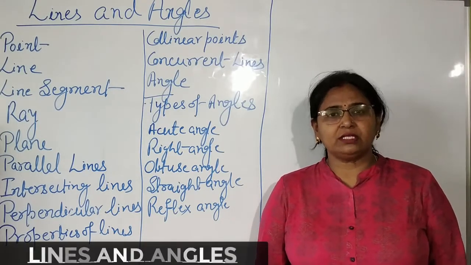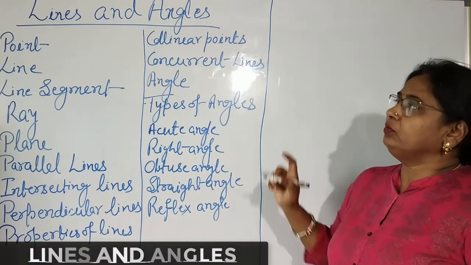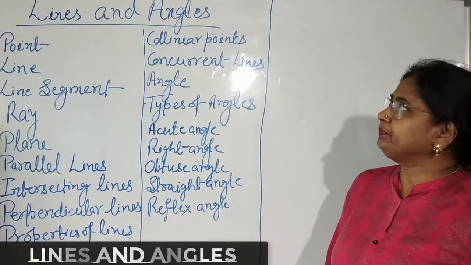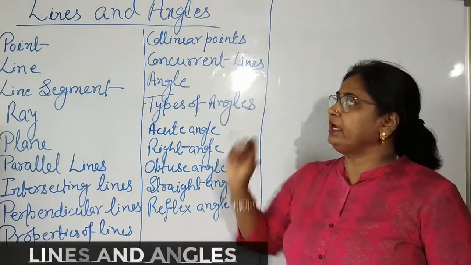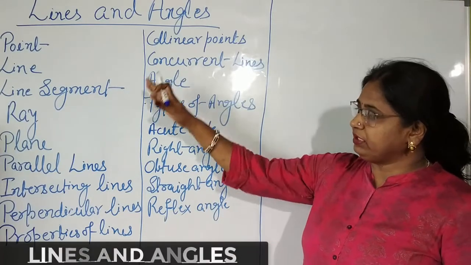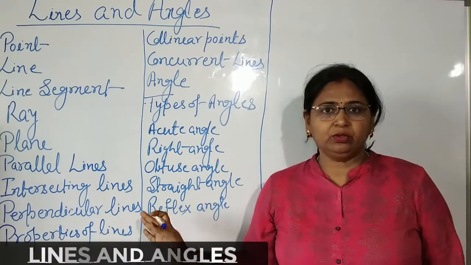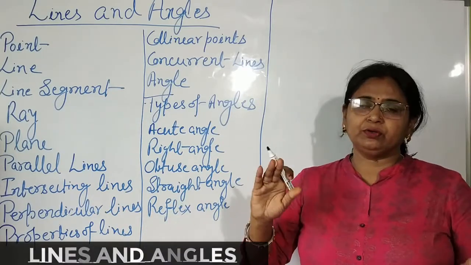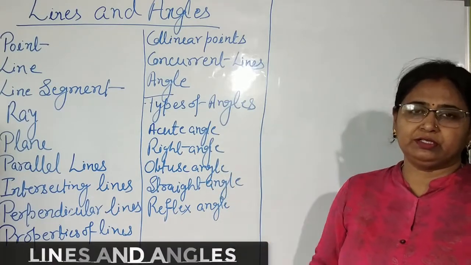ज्योमेट्री का बिल्कुल बेसिक थिंग है, वो मैं एक्सप्लेन करने जा रही हूँ। लाइन्स एंड एंगल्स, माय टॉपिक इज लाइन्स एंड एंगल्स. You can see there many terms I have written that I want to explain because your geometry starts from these all terms, the basic thing of geometry.